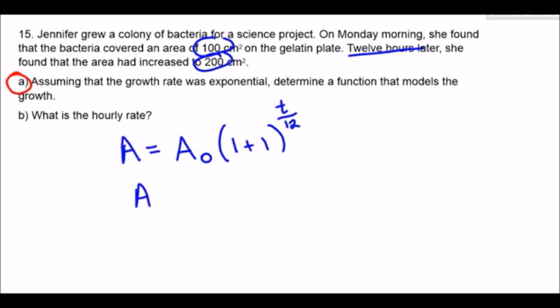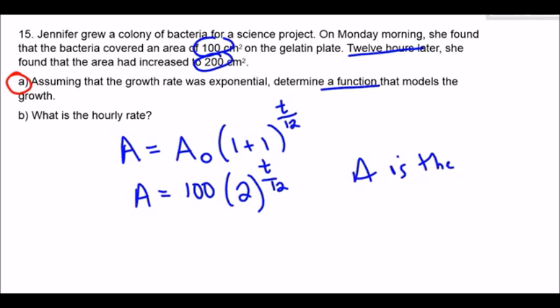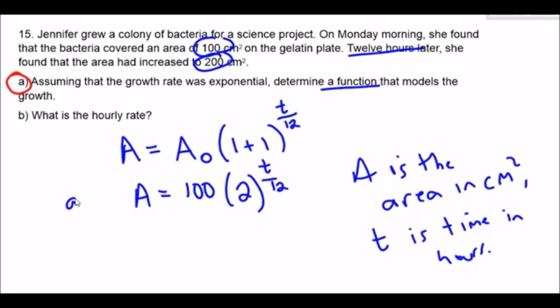So let's clean this up a little bit. In this case, we know that we had a 100 square centimeter starting amount. It was a doubling time, so t over 12. And because this is my function, I need to say that A is the area in square centimeters, and t is time in hours. And there we go. So that's question A. So again, it doubled in 12 hours. I started with 100 square centimeters.